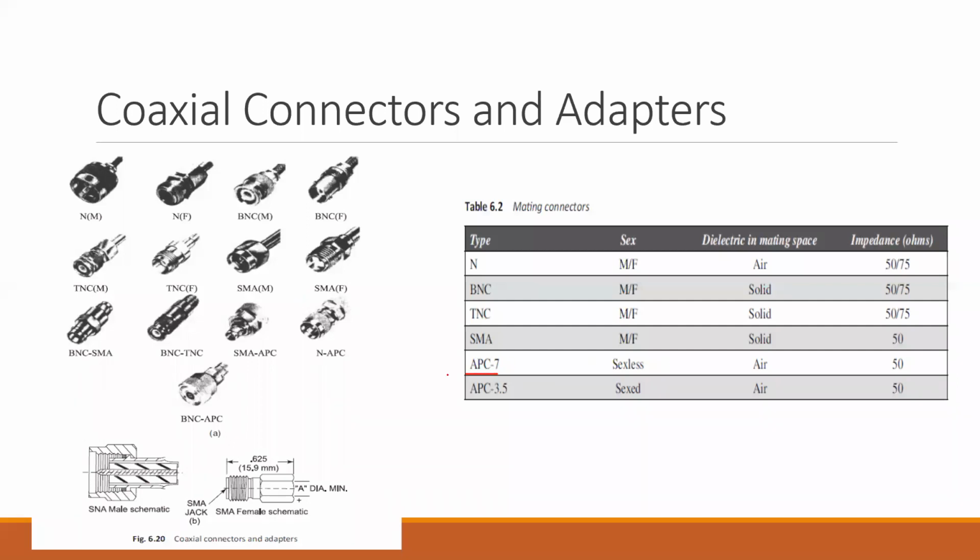So this is an example in which you cannot classify it as a male or female. Similarly, you have both together in APC 3.5. You can have both types of connections. So these are just a few things to note down.